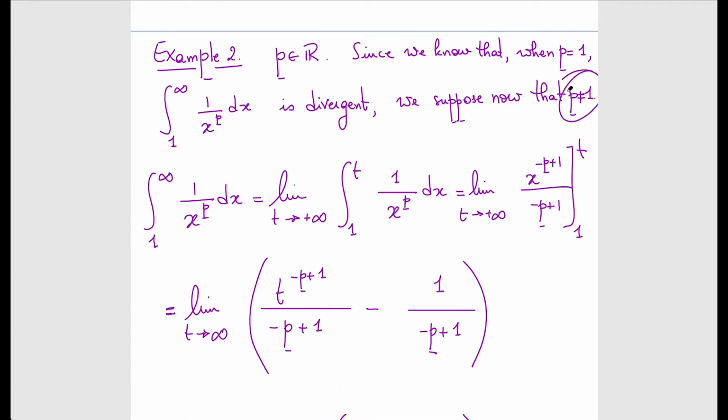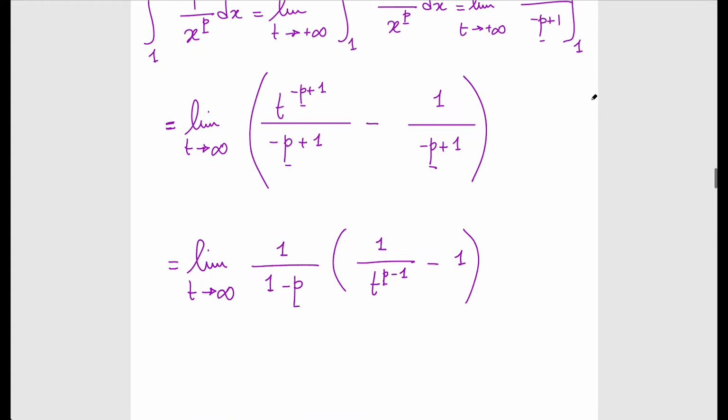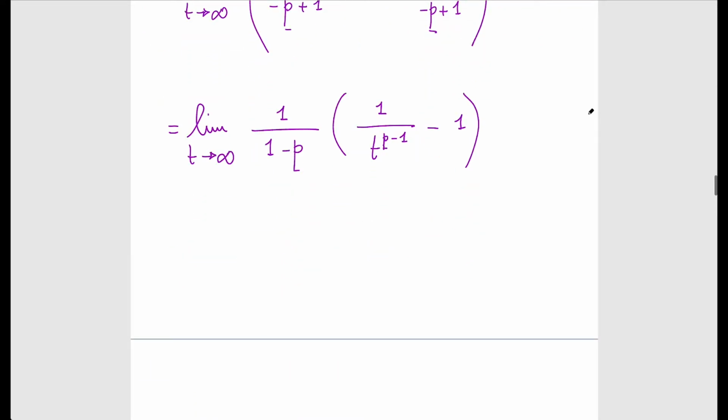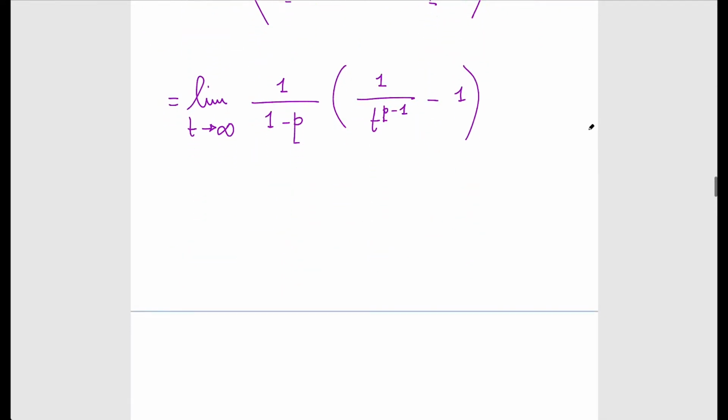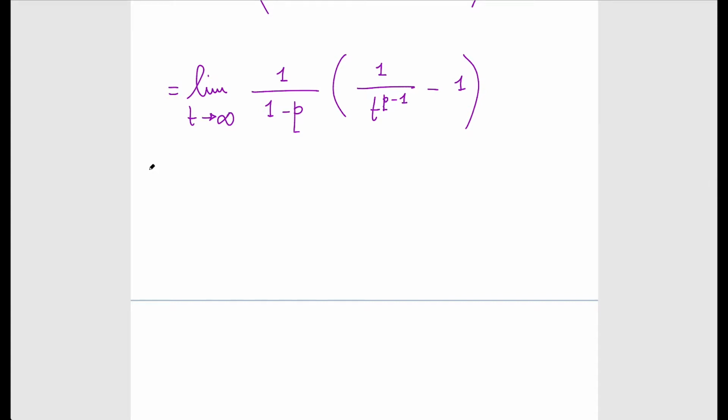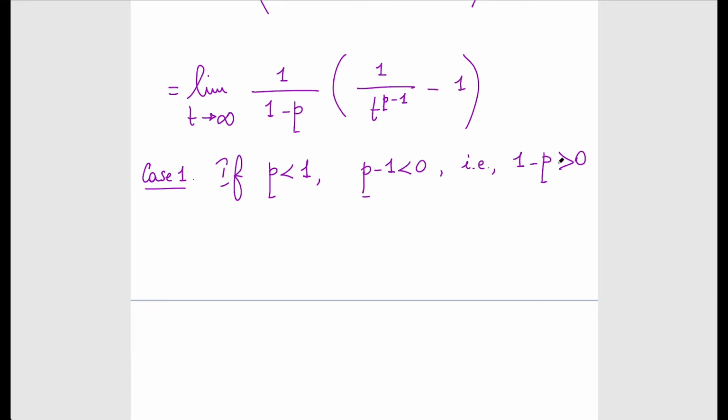This is what we supposed. We said p is different than 1. So there are two cases. Either p is bigger than 1 or p is smaller than 1, right? So let's say case 1. If p is smaller than 1, this means that p minus 1 is negative. That is to say 1 minus p is positive, right? 1 minus p is positive.